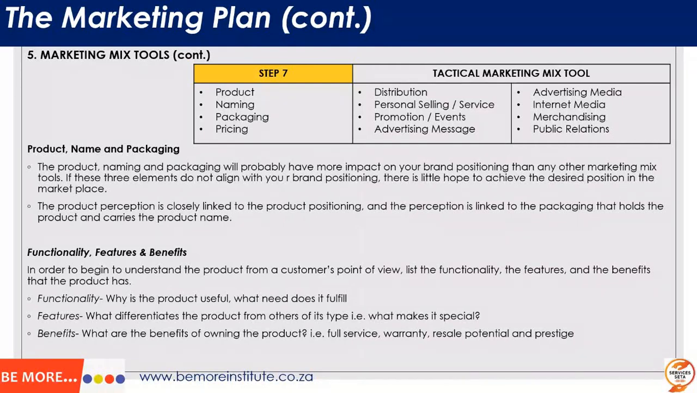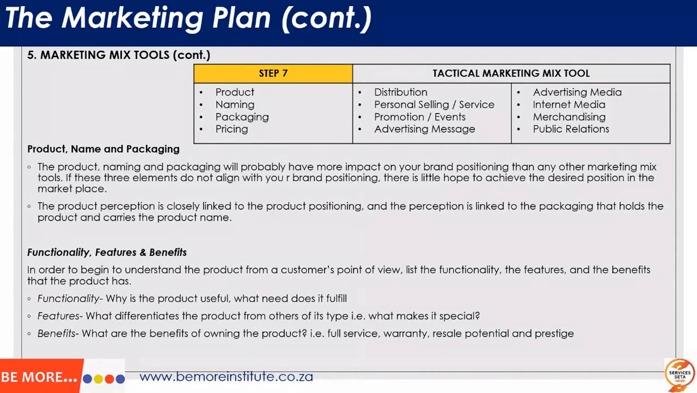And then some of the features. Is there a question? Okay. Your marketing mix also looks at the functionality, the features, and the benefits. In order to begin to understand the product from a customer's point of view, you need to list the functionality, the features, and the benefits that the product has. What do you mean by the functionality? We're talking about why the product is useful. What needs does it fulfill? And the features: what differentiates the product from others, and what makes it special.